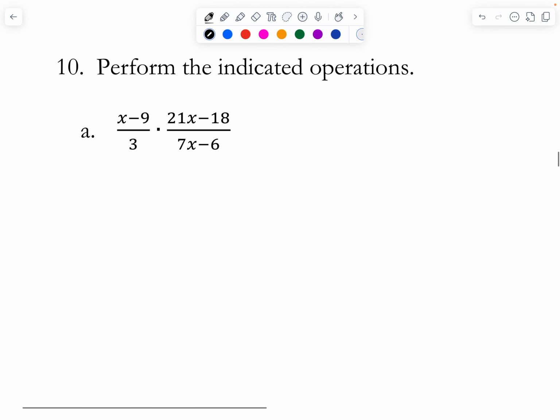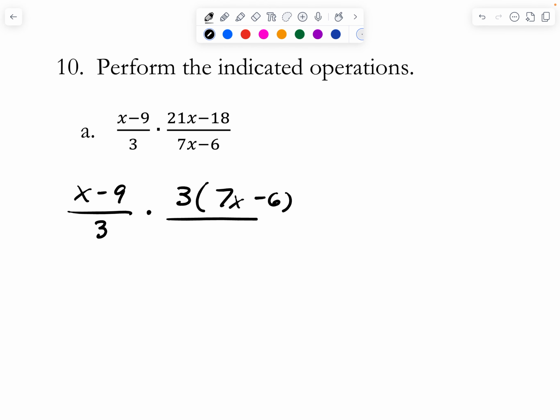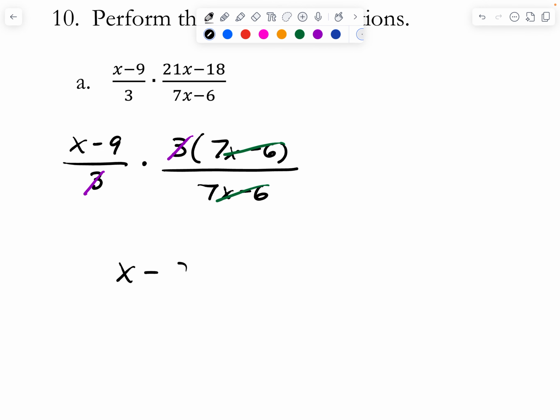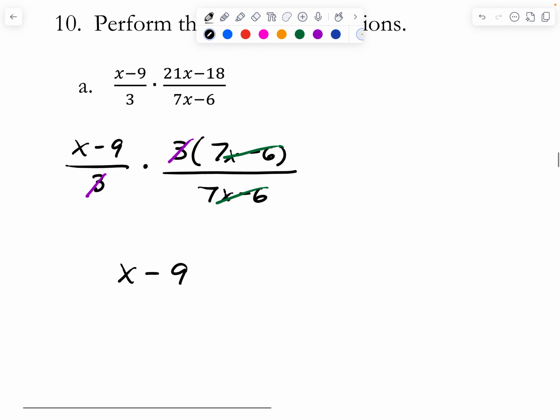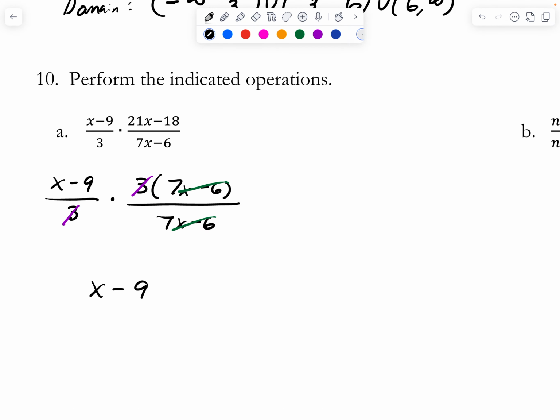Okay, when you have multiplication, it's really just a continuation of what we just did, where you just want to factor everything. I can take out a 3, which leaves me with 7x minus 6. And then, oh, look at that, it's 7x minus 6 in the denominator, so those cross out. You can also look diagonally, right? So the 3's cross out, which leaves me with just x minus 9. Now, you don't have to do the domain. It's not asking for that with these.